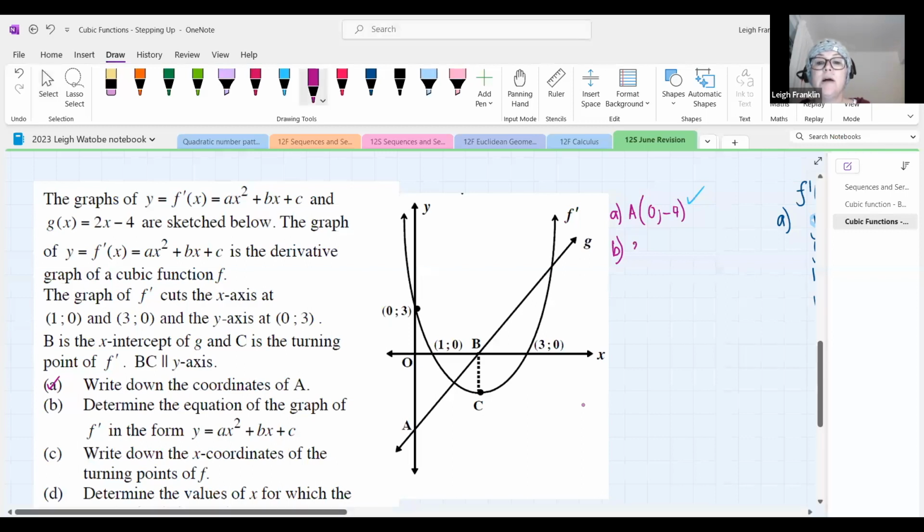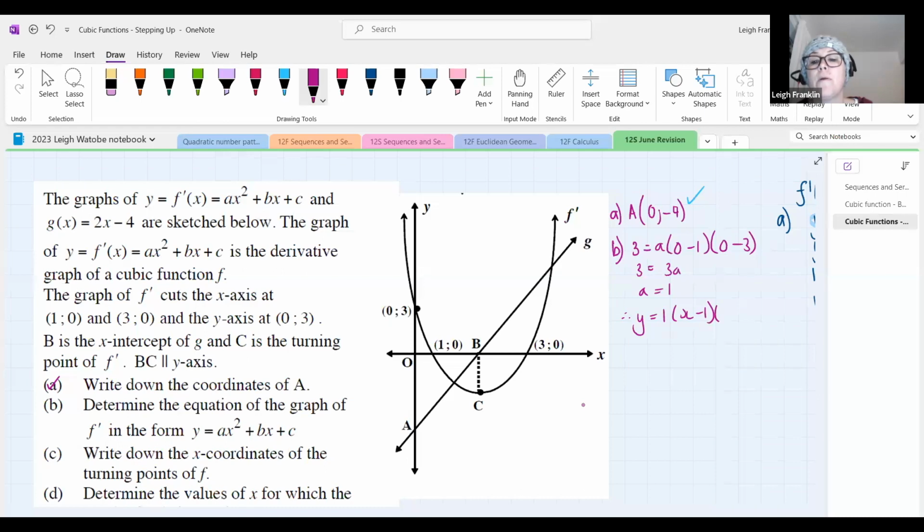Okay, so I set it out like this. I just subbed straight in. I worked out the value of A. So that's what I got. There we go. All right, cool beans. Well done. Nice.